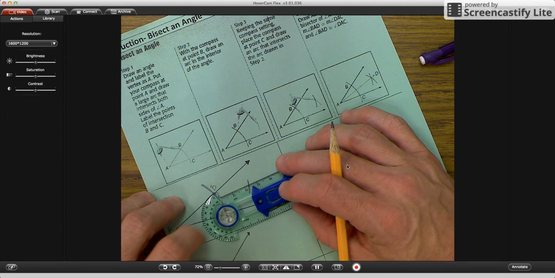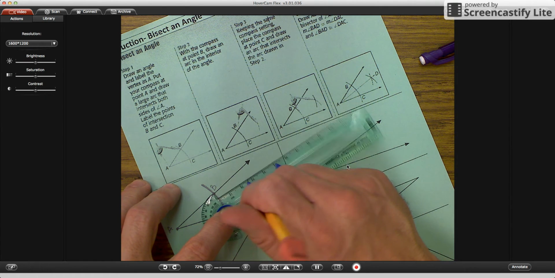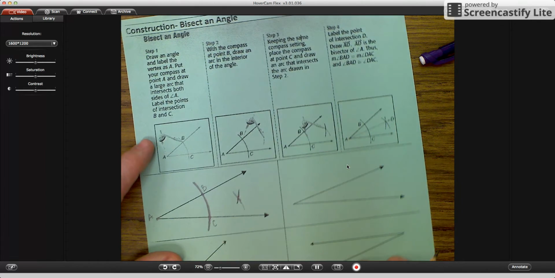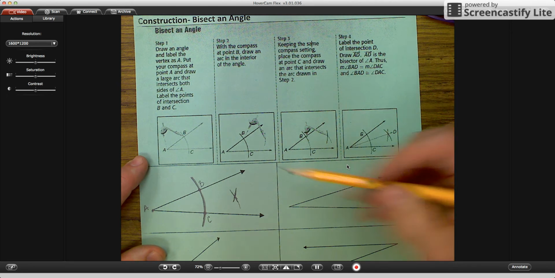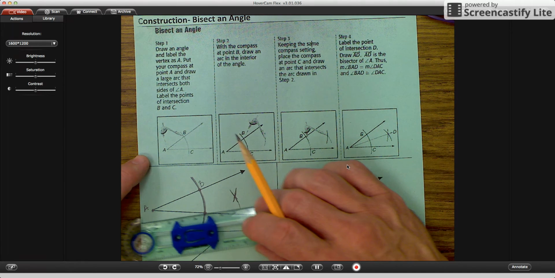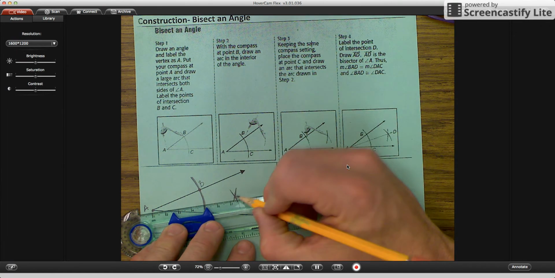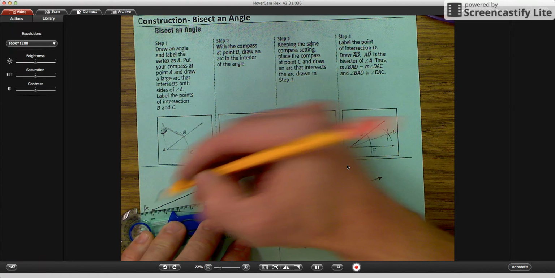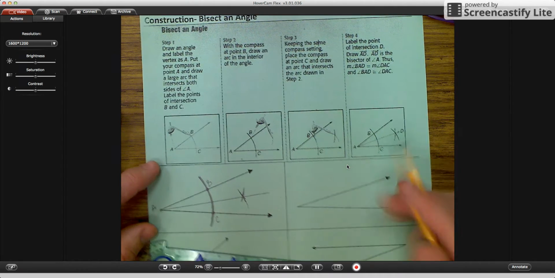And if you remember, with the perpendicular line through a point, you're going to have the same distance, and you're going to make that X above. Okay? So there's our X. And then, if you remember the perpendicular line, we take our straight edge and draw a line through vertex A, as well as through the center of where those two arcs intersected. And we have just bisected the angle.